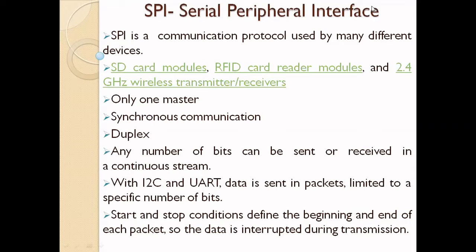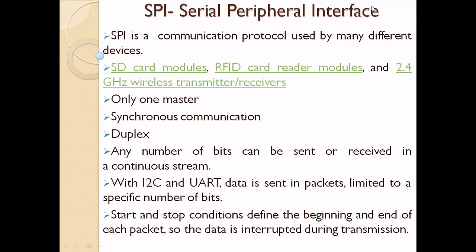For example, if you want to transfer data from an Arduino microcontroller to a data card, or from an RF card reader to Arduino, or from ADC to Arduino, or from memory to Arduino or Arduino to memory, or RTC to Arduino controller, like this. If you want to transfer data between two devices, we can use SPI. This SPI consists of one master and many slaves. In the I2C bus, we have many masters and many slaves. But in SPI, there is only one master and many slaves.